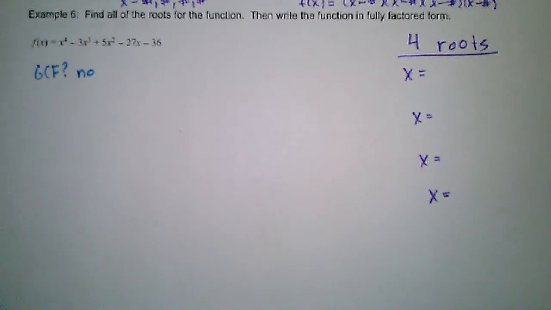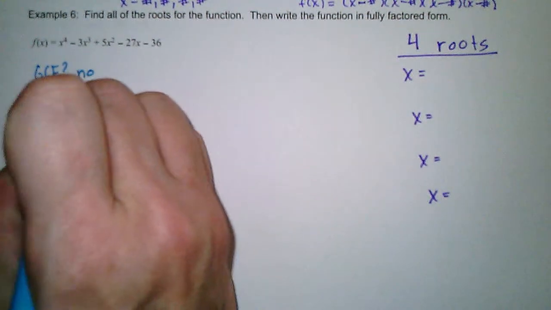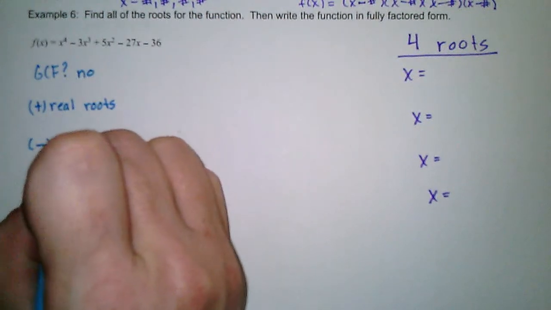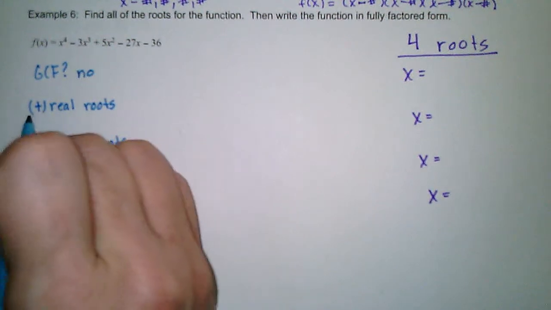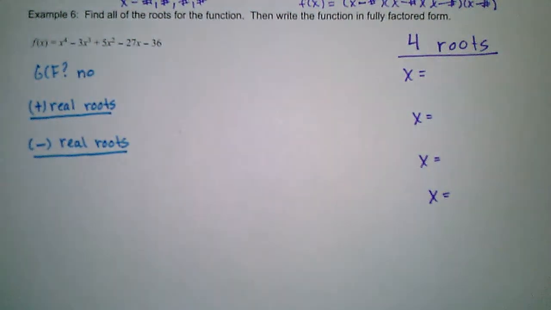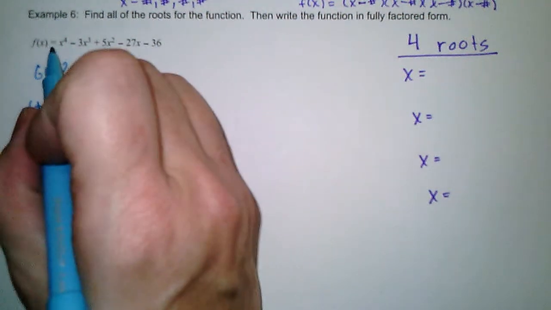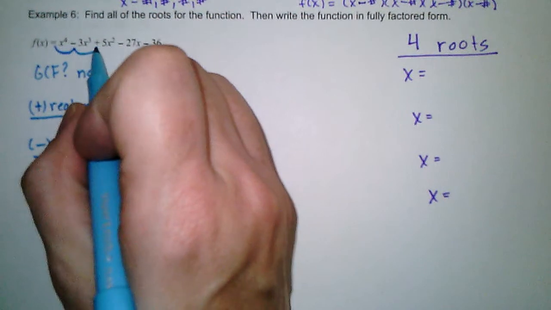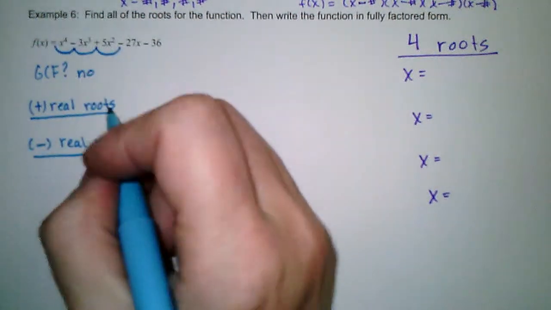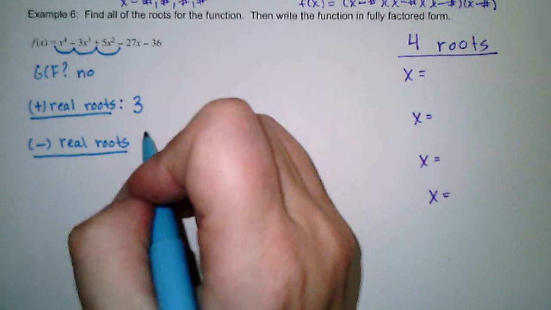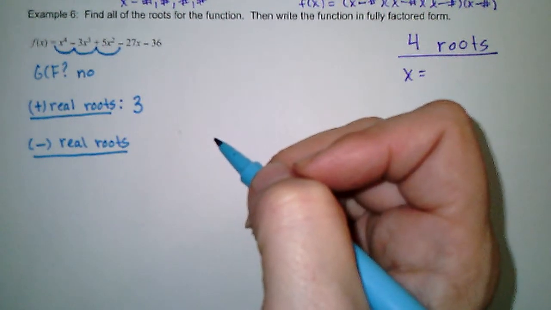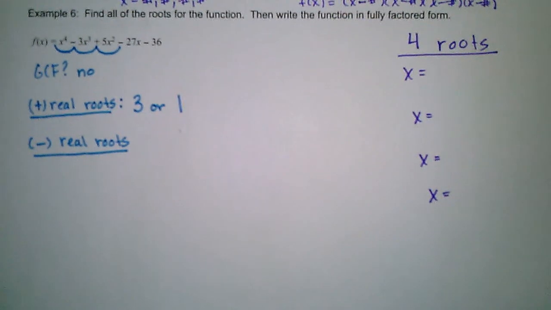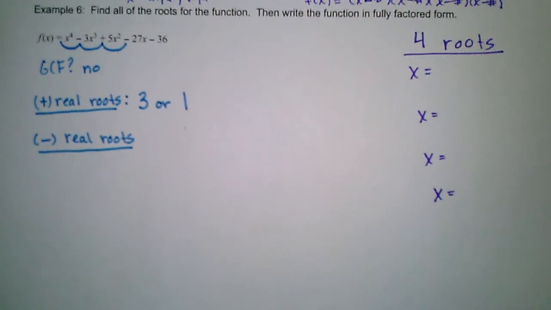Next thing was to decide how many positive real roots and negative real roots. So positive real roots, we look at the function and count how many sign changes. So we start out positive, we switch to negative, we switch to positive, we switch to negative, and we stay negative. So there are 3 sign changes, which means there might be 3 positive real roots, or there could be 1 positive real root because we subtract 2 from that number. So 3 or 1 positive real roots.